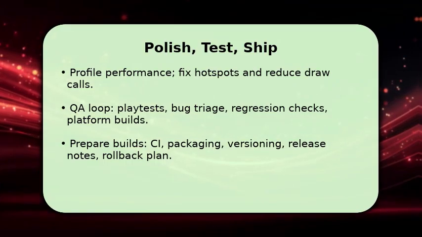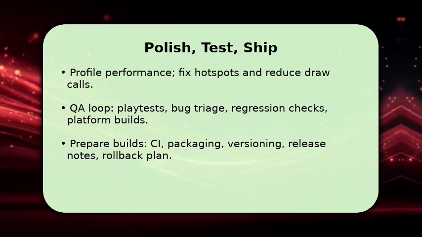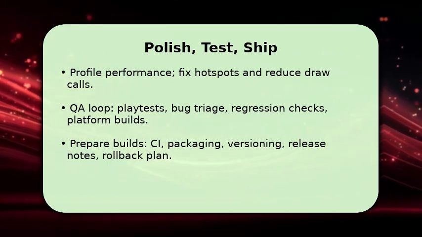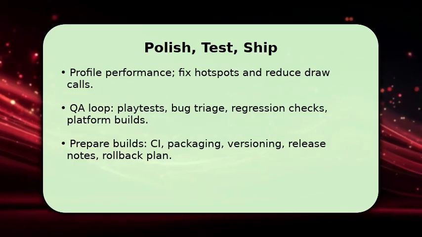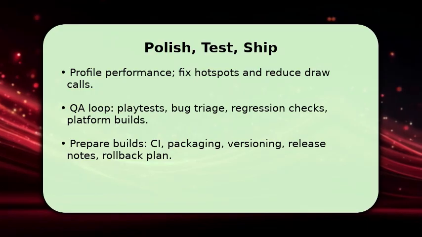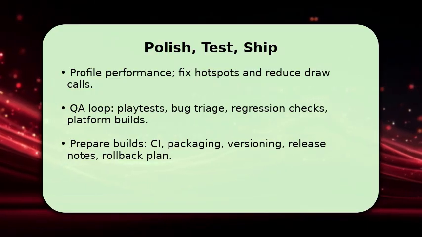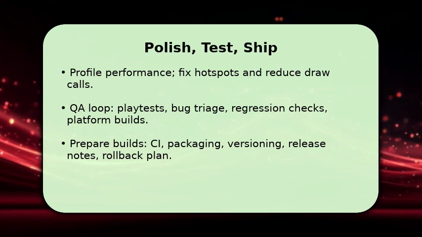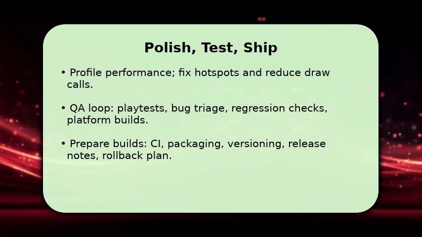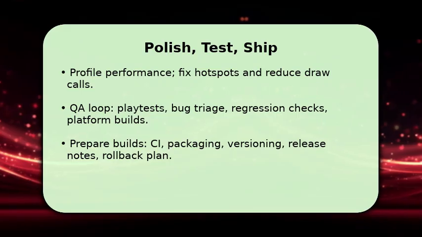Then run a disciplined QA loop: regular playtests, prioritized bug triage, regression checks, and builds for each target platform, so you catch platform-specific issues. Once stable, set up CI for automated packaging, tag versions, write concise release notes, and prepare a rollback plan. If crashes or physics glitches appear, reproduce, isolate the change, and revert.